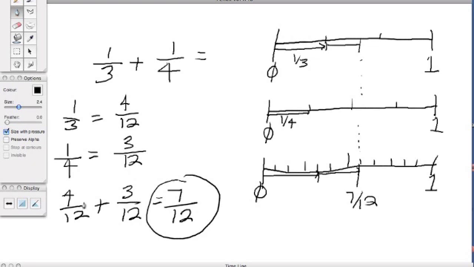So, in order to add unlike denominators, 1/3 and 1/4, we need to find a common denominator. Common denominator is 12. The 1/3 is equal to 4/12. The 1/4 is equal to 3/12. We can add these two together because they're both 12ths, and you end up with the 7/12.